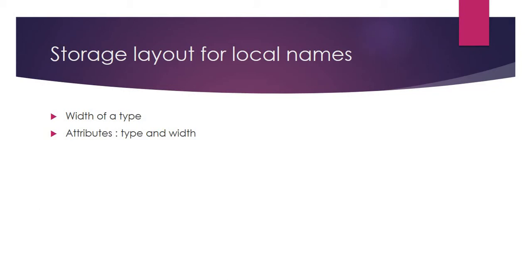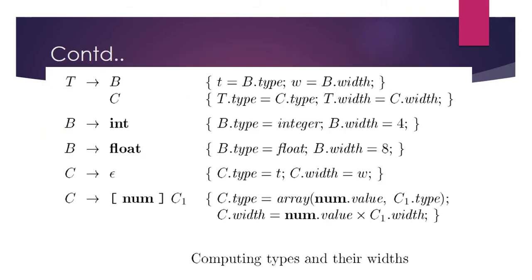Similarly, for floating point data, if it occupies 8 bytes, then in memory it will occupy 8 bytes. Now let us discuss how to compute types and their widths for different data types.